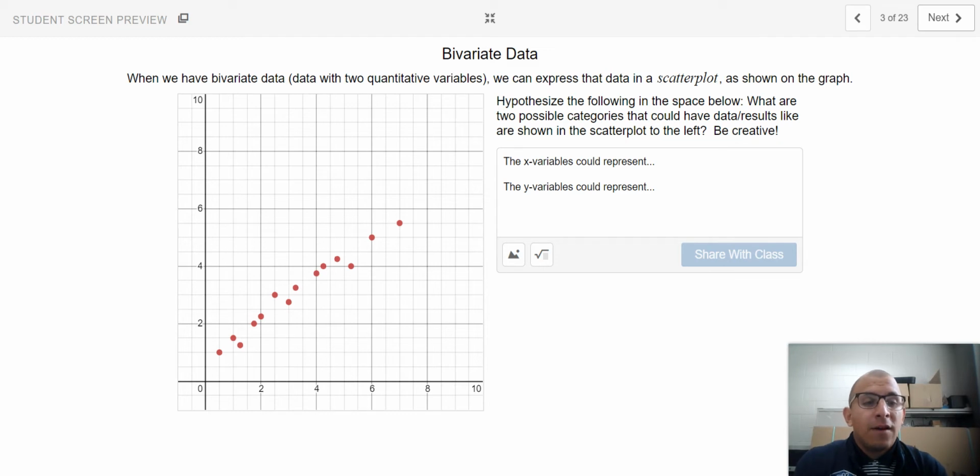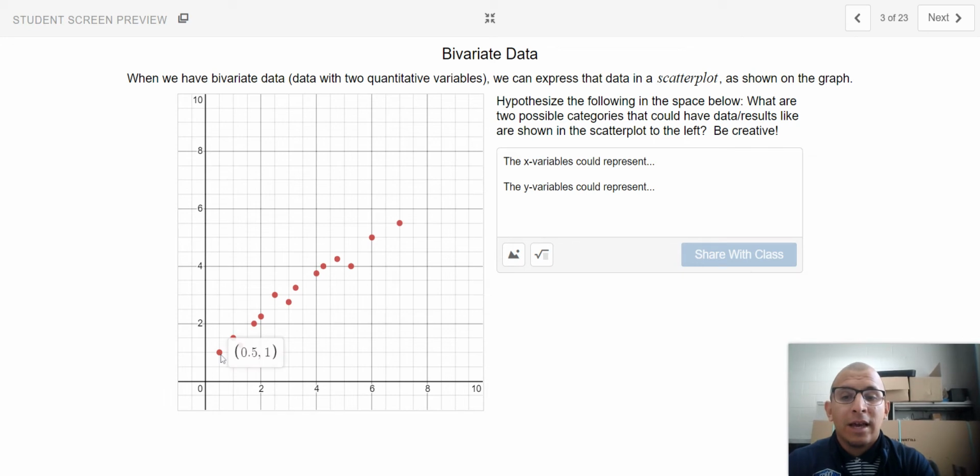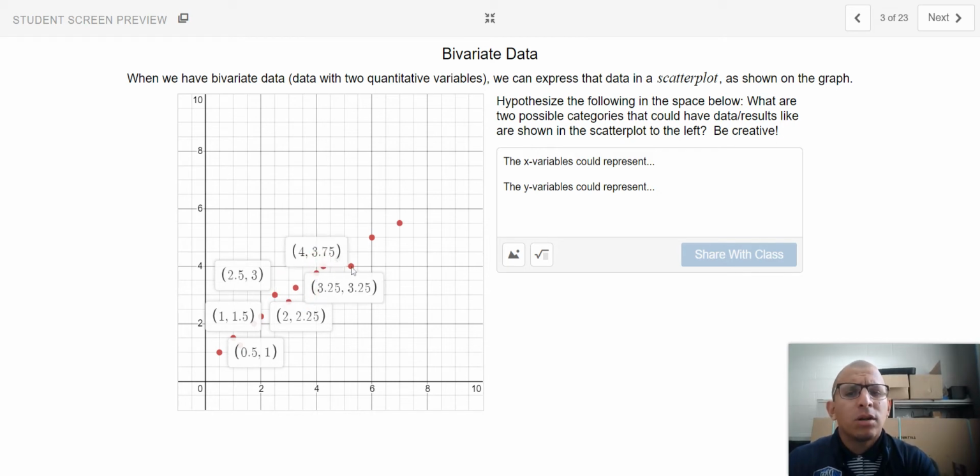First, we have to get a vocabulary word out of the way. Bivariate data is simply data with two quantitative variables, and we express bivariate data using a scatter plot as shown in the graph. In this graph, we haven't labeled the axes, but we can see that as the x values are increasing, it appears that the y values are also increasing in somewhat of a linear fashion. We can't say that specifically, but there does seem to be some type of relationship here.